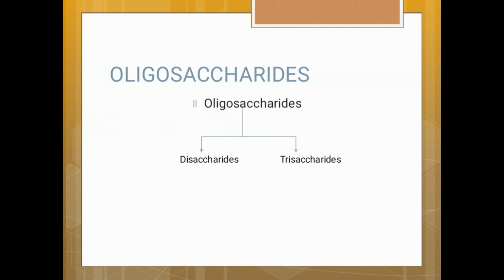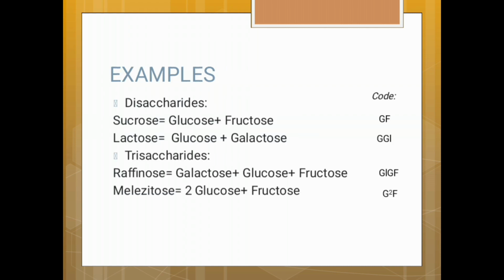And then it contains 2 to 10 monosaccharide molecules. And this can be further hydrolyzed. That means it can be broken down into simpler units. It's just 2 monosaccharide units combined together to form a single unit, 2 or more, I mean to say. So, oligosaccharide can further be divided into disaccharide and trisaccharide. Disaccharide means 2 monosaccharide units joined together by a glycosidic bond to form a single unit.